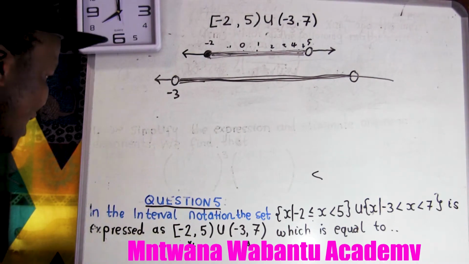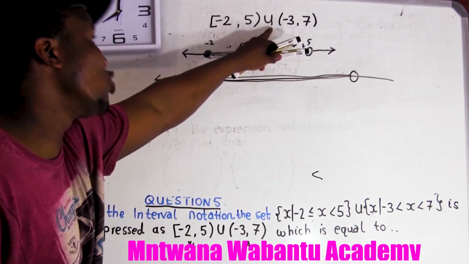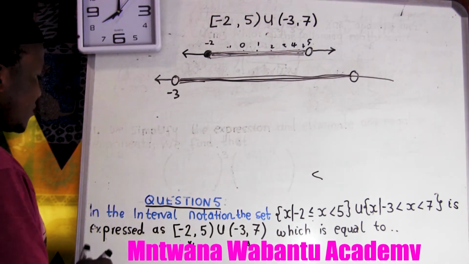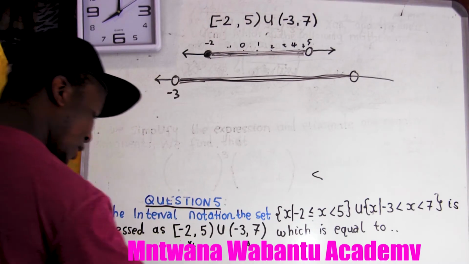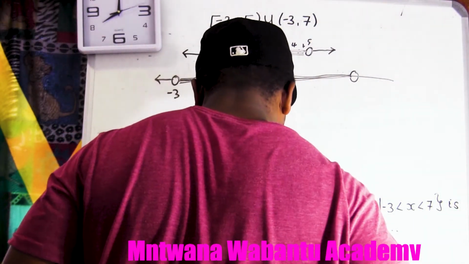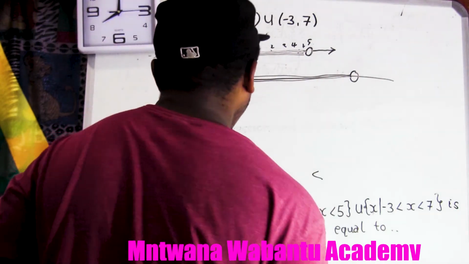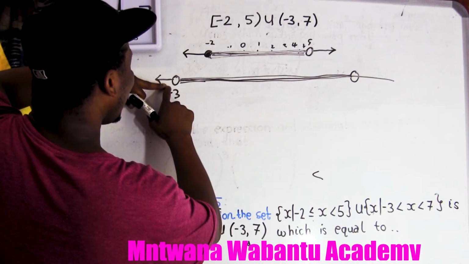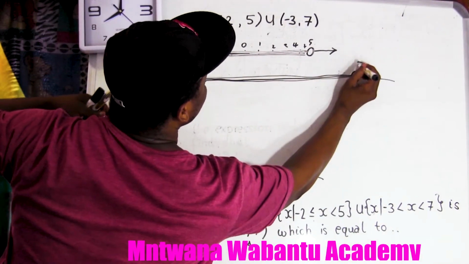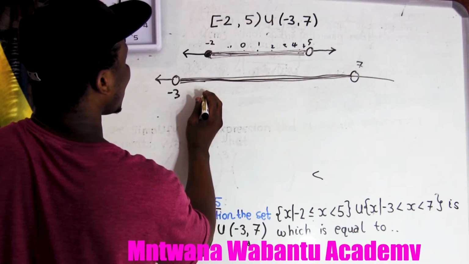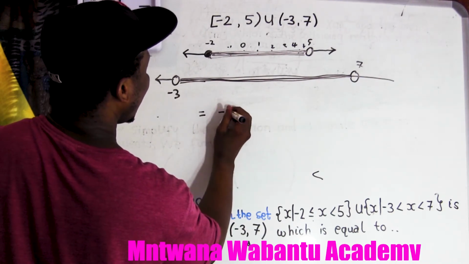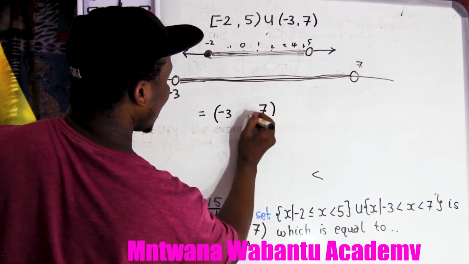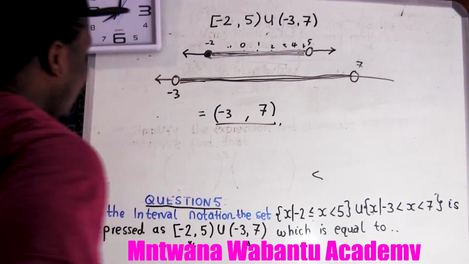Okay, so now what do they say here? They want to put this together as a union. What is union? Together. Union means putting them together. So if you put them together, it's going to start from -3 to 7, because we put them together. So the answer is going to be -3 but excluding, all the way to 7, excluding. And that's going to be our answer.